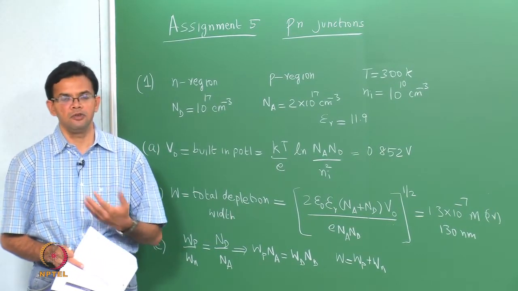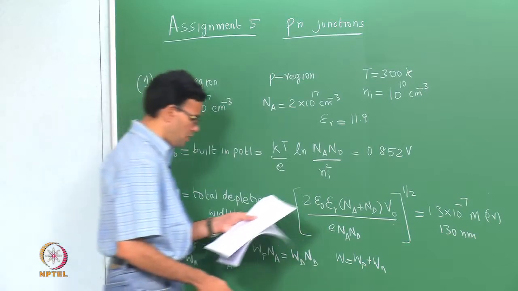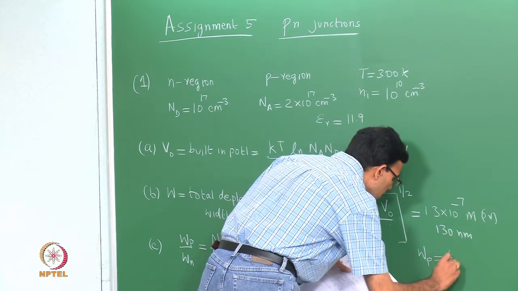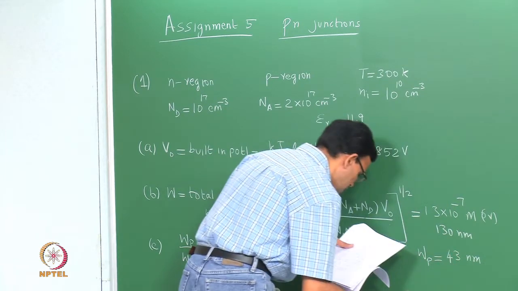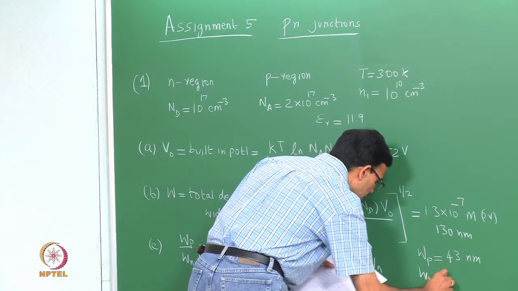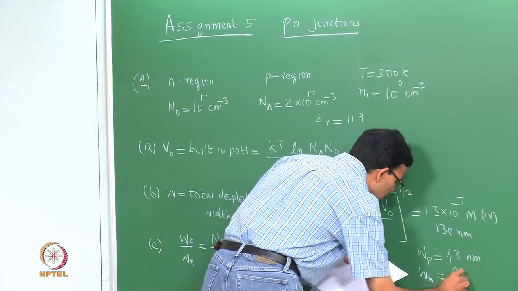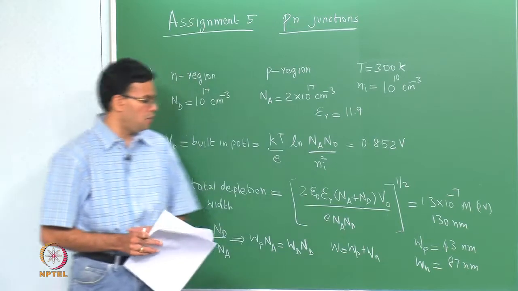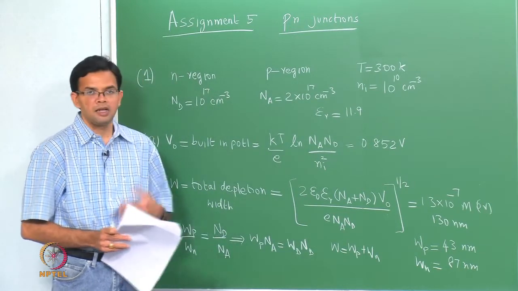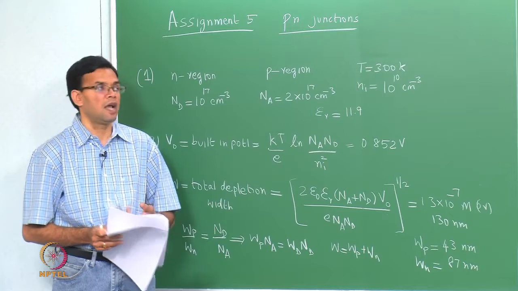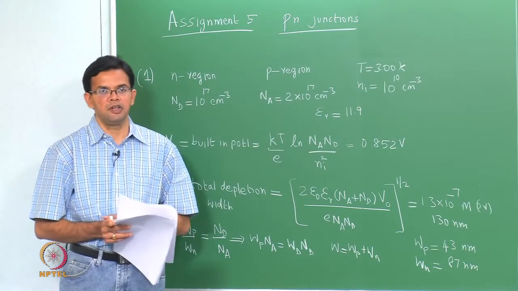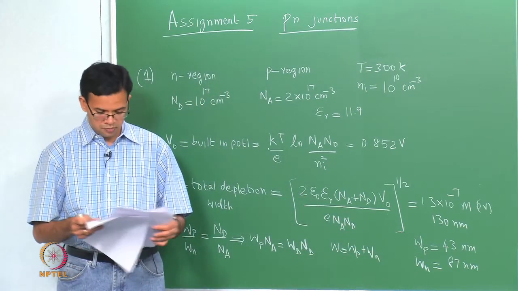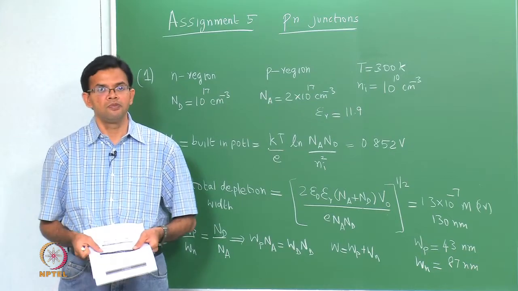So, we have all the numbers. It is again a case of doing the substitution and the math. I will just write down the final values. Wp is 43 nanometers and Wn is 87 nanometers. So, the total width comes out to be 130 nanometers. The acceptor concentration on the P side is higher, 2 times 10 to the 17. So, the depletion width on the P side is smaller. So, let us now go to problem 2.